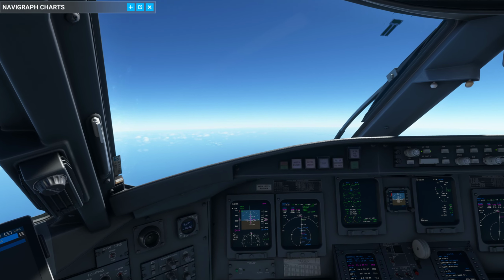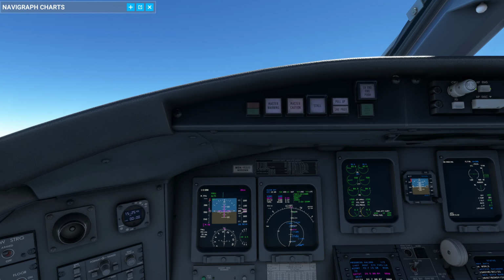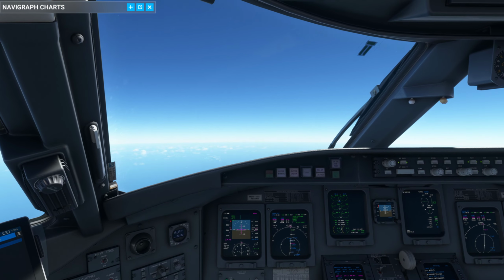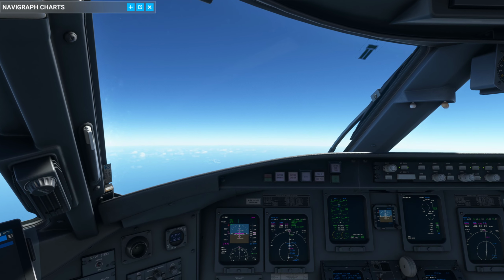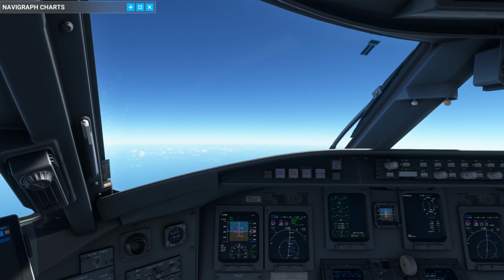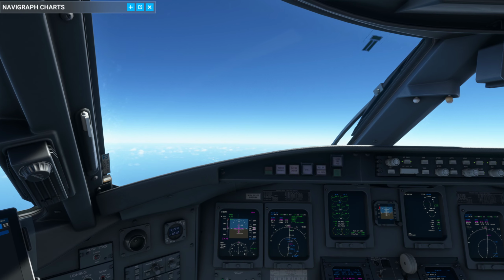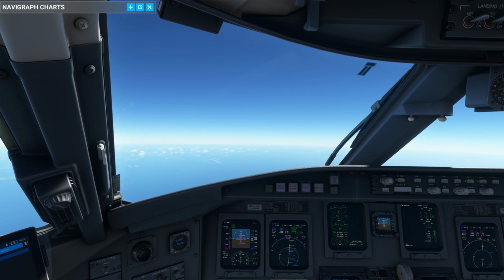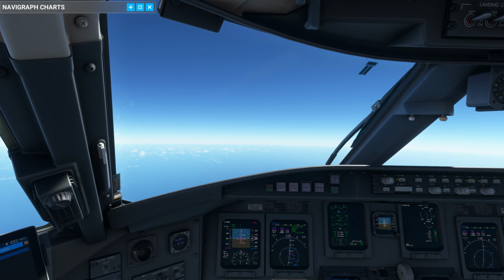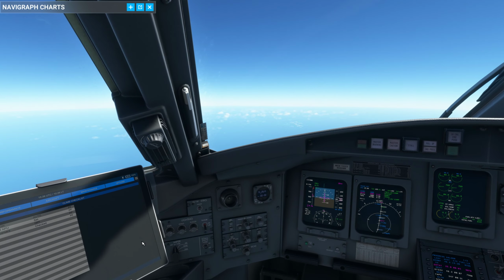We are 18 minutes from the top of descent. As I was sitting down, I bumped my throttles, and so my speed is a little bit messed up, but we'll get that squared away. So we are on our way down to VC Bird International Airport in Antigua.